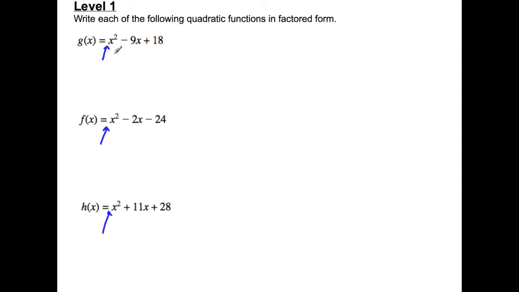Okay, so let's start with this first one. G of x equals x squared minus 9x plus 18. Okay, so we need to think of two numbers that multiply to get 18 and add to get negative 9. So the best way to do that is to list out the factors of 18 and keep an eye out for ones that may add to negative 9.